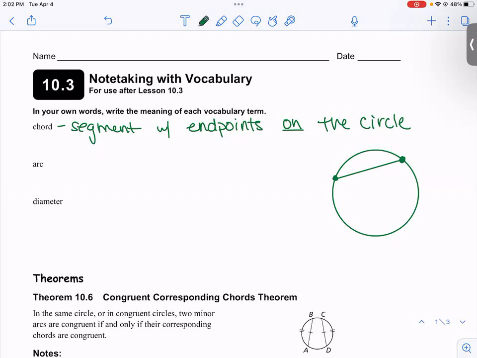Using the word chord, who can give me the definition of a diameter? A chord goes through the center.